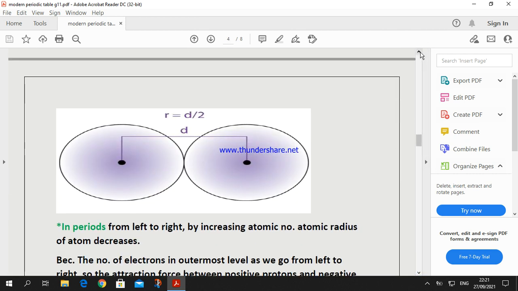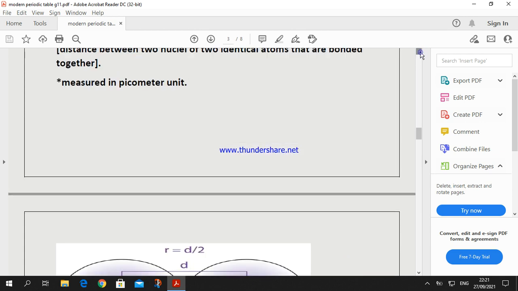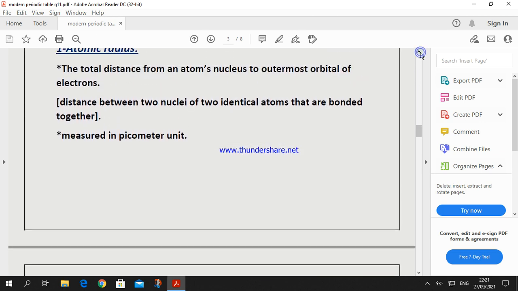Atomic radius is defined as the distance between the atom's nucleus and the outermost orbital of electrons. And we can calculate the atomic radius another way: it's the distance between two nuclei of two identical atoms that are bonded together. The measuring unit used to measure atomic radius is the picometer, which equals one millionth of a meter.